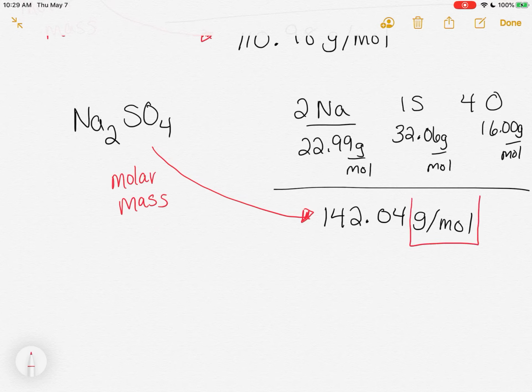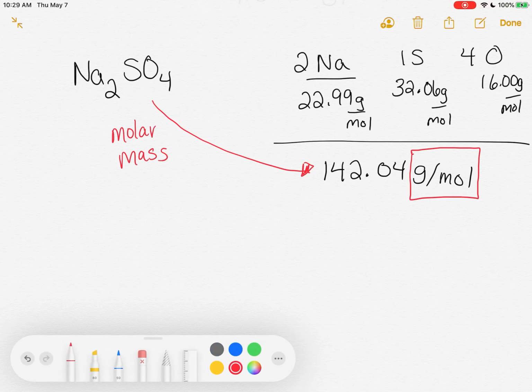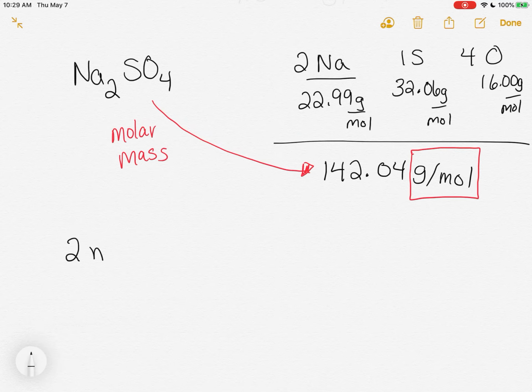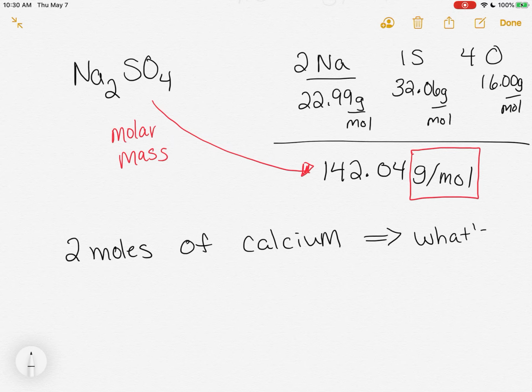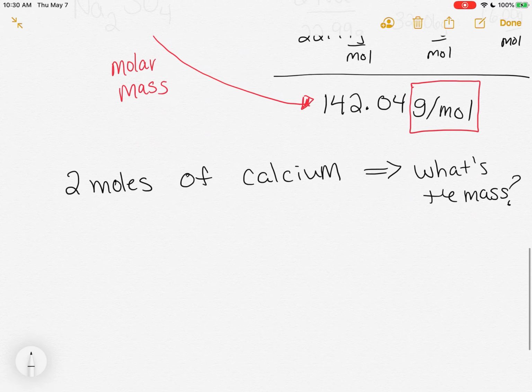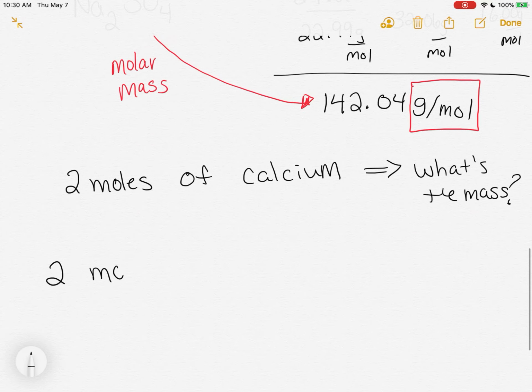Since the unit for molar mass is grams per mole, we can use that to go between mass and moles of a substance. We can use it as a conversion factor. So we're going to start with an example here. Say I have 2 moles of calcium, and I want to find out what the mass of calcium is.